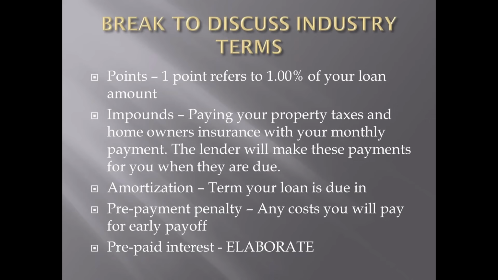Amortization is the term your loan is due in. Prepayment penalty is any cost that you're going to pay for an early payoff of your loan. And then prepaid interest, I already went over that. It's just any number of days that are left in the month. So again, if you close June 15th, any days that are left to get you through to the end of June would need to be paid through the close of escrow.